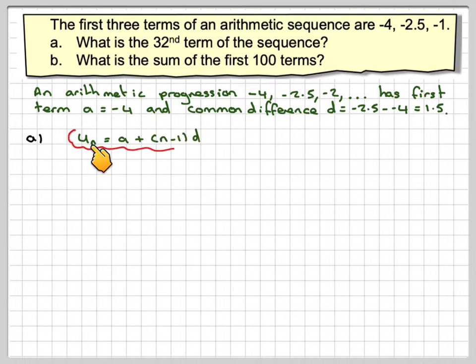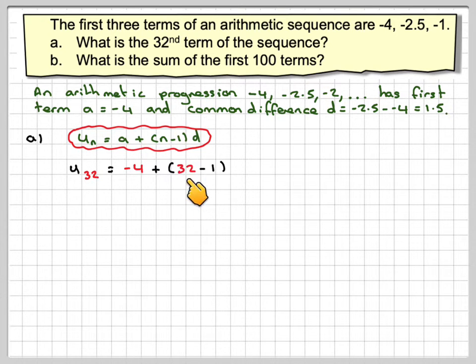So any term of an arithmetic sequence can be found by doing the first term plus n-1 times the common difference. So substituting in, we want the 32nd term, which is the first term, plus 31 minus 1 times the common difference, which is 1.5, which is going to give me -4 plus 32 minus 1, which is 31, times 1.5, and that will give me 42.5.